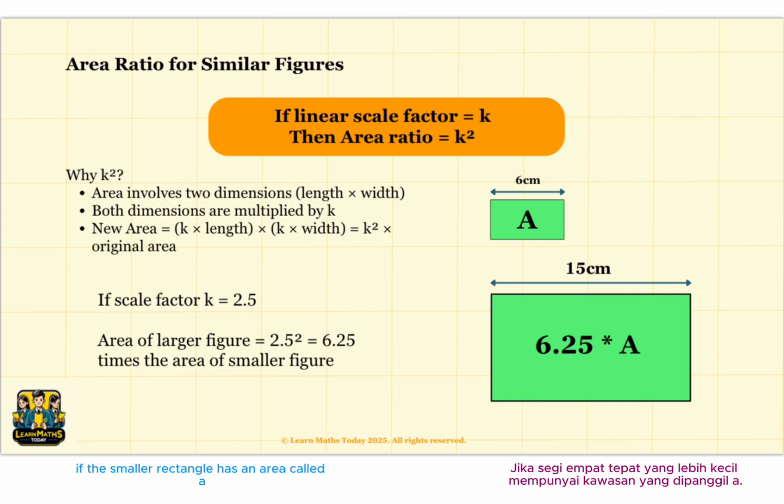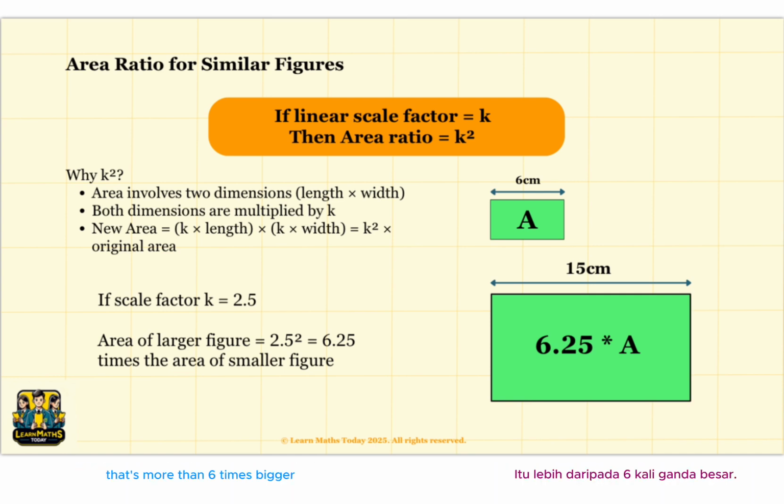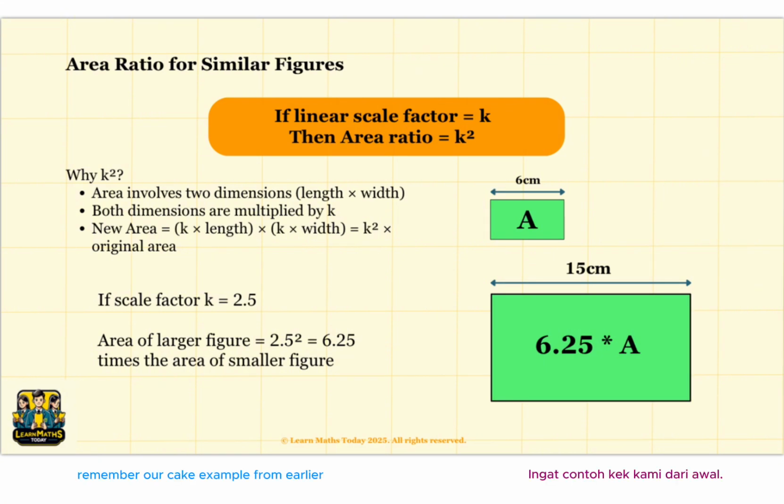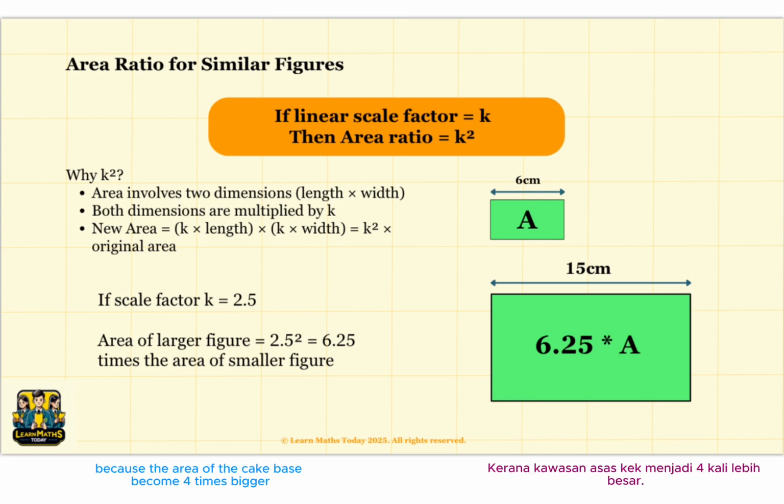Think about it. If the smaller rectangle has an area called A, the larger rectangle has an area of 6.25 times A. That's more than 6 times bigger. So even though the length increased by only 2.5 times, the area increased by 6.25 times because both the length and the width increase. Remember our cake example from earlier? If you want to double the size of a cake, you don't need double the ingredients. You need 2 squared the ingredients, because the area of the cake base becomes 4 times bigger.